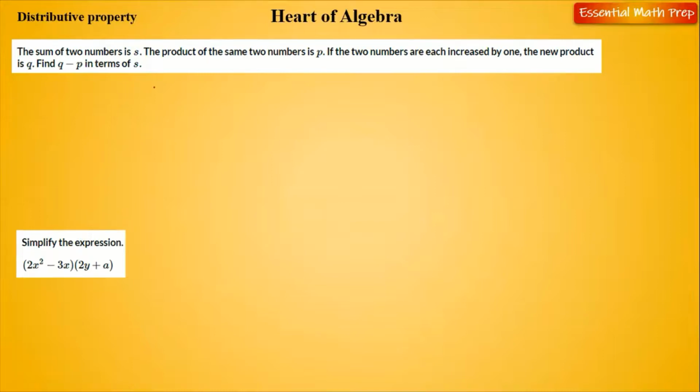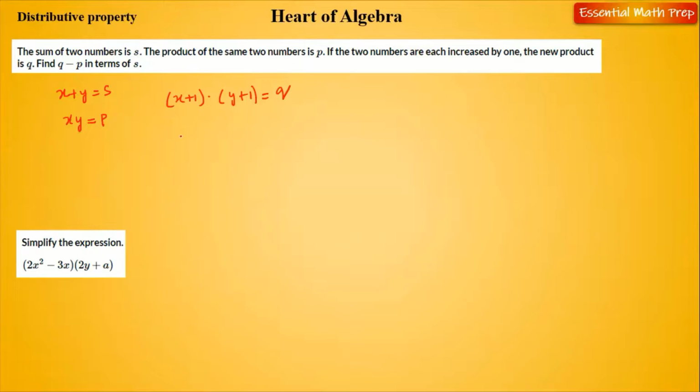We don't know what those two numbers are, so let's assume the two numbers are x and y. So x plus y equals s. Product of the same two numbers is p. So xy equals p. And each of the numbers is increased by 1, and the product of those is q. So if you do (x plus 1) times (y plus 1) equals q, right?